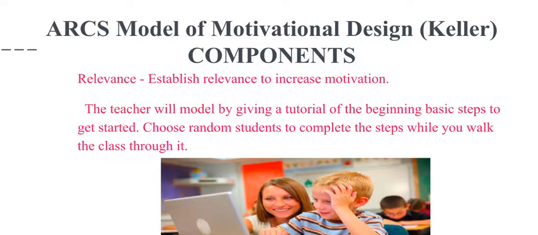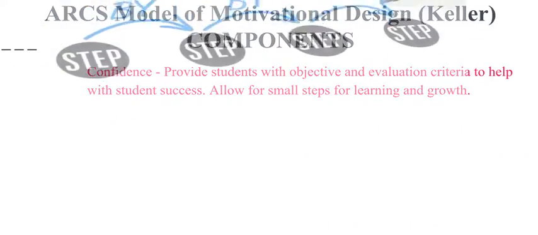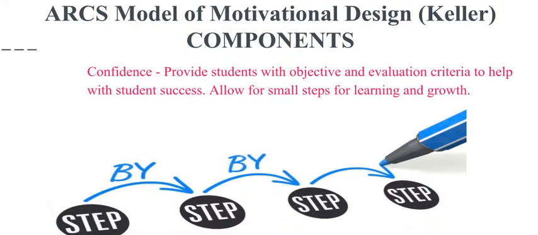The next thing the teacher will do is establish relevance. In order to get the students to buy into the project, the teacher will choose a student to help model the tutorial of the basic steps. The next component is confidence. To help the student gain confidence, the teacher will allow time for discovery of the technology. The teacher will also give objectives, evaluation criteria, and reassurance during the step-by-step instruction to make sure that the learner comprehends the activity.